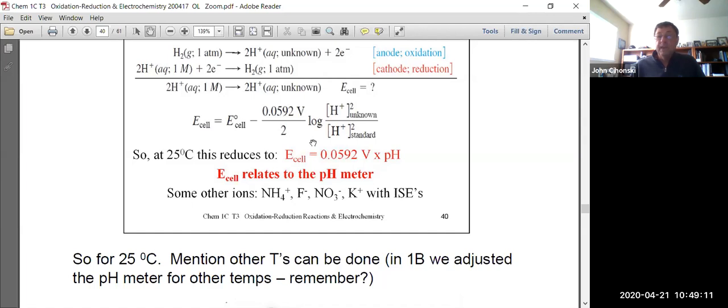Okay, so if we have that, then we have E cell. Remember, this was 0. Then it's minus 0.0592 volts times log H plus. All right. Now, minus log H plus is what? Simply the pH, correct? So we can rewrite this whole thing as E cell equals 0.0592 times the pH. And we will be able to then read this directly off the meter. We have a voltage that we obtained experimentally, and through whatever is going on in the electronics, we do the conversion. And that number we see on the pH meter is the number we're interested in.